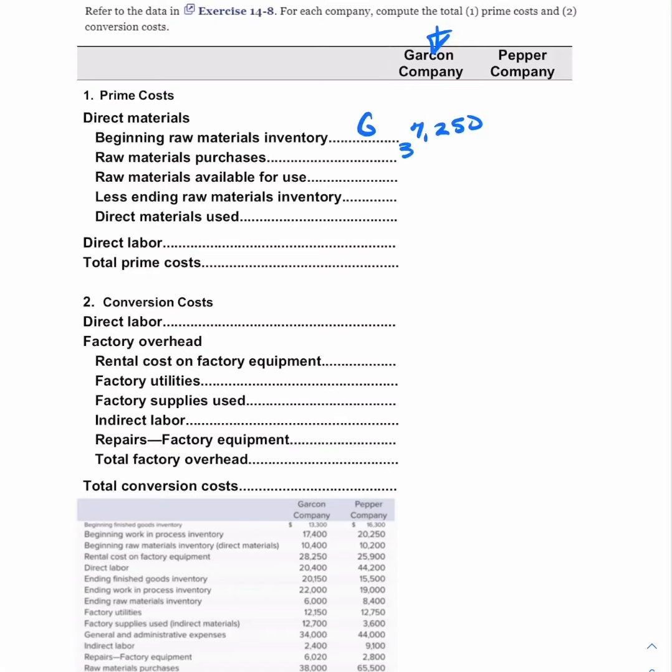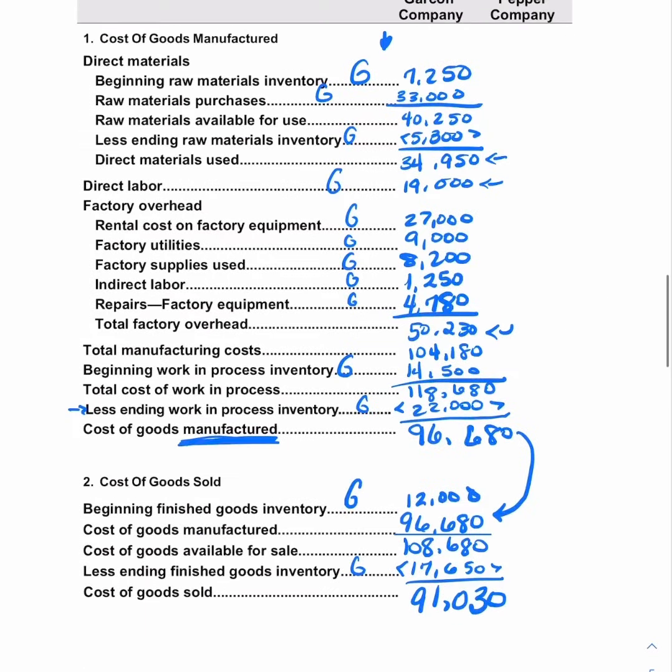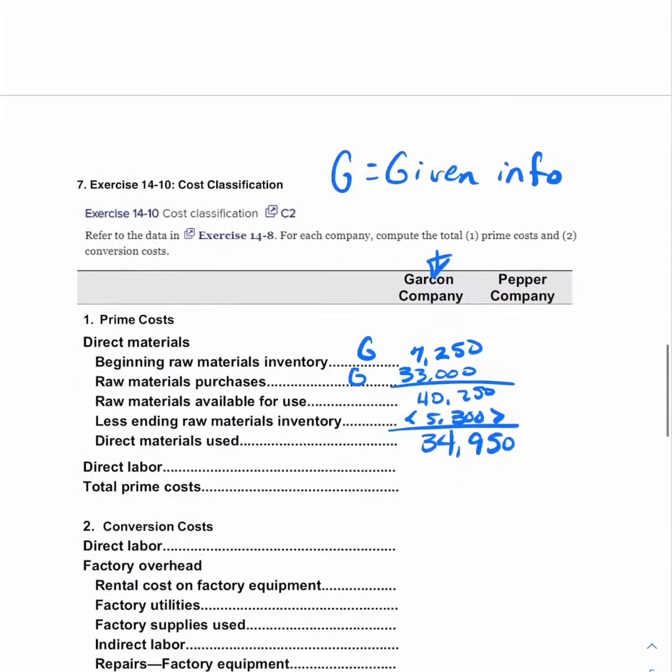Raw materials purchases, $33,000. Raw materials available for use, $40,250. Next, we need to back out that ending raw materials inventory. This was $5,300, and that gives me total direct materials used. Total direct materials used then is $34,950. Now, if you go back to the previous question, you see that matches what we said earlier. So hopefully you see nothing has changed. We really just did the exact same thing we did on the previous question.